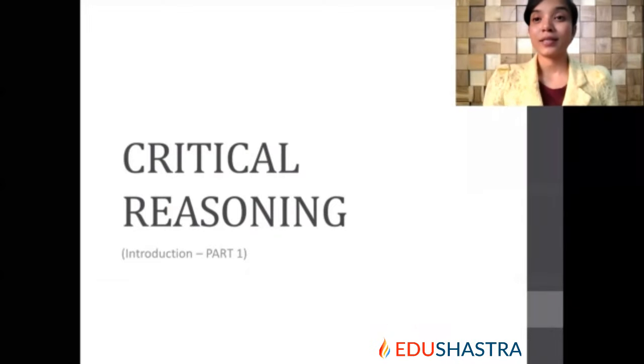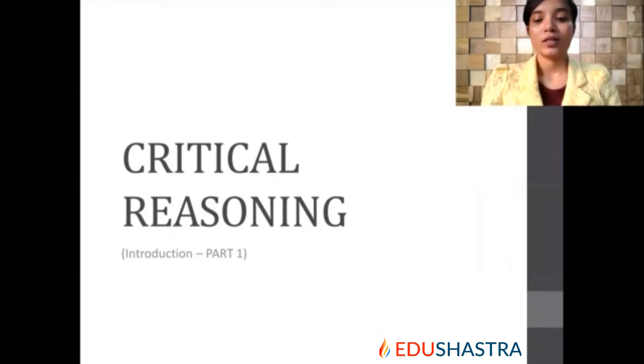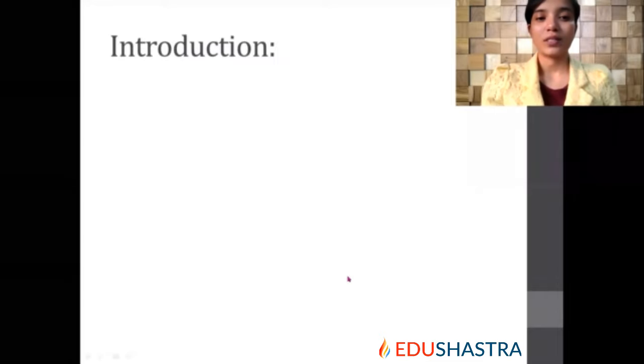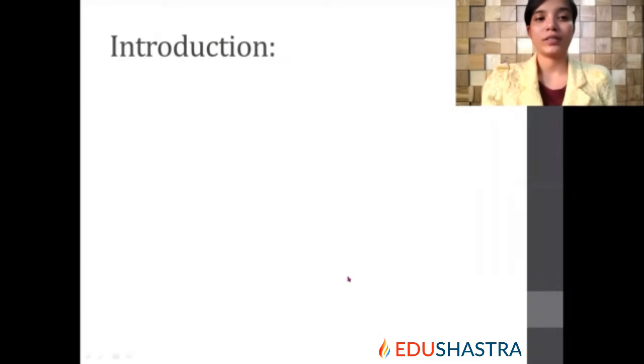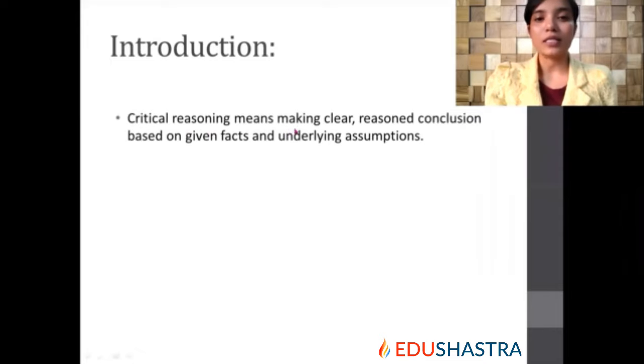So, critical reasoning introduction, part one. What is the actual meaning of critical reasoning? Critical reasoning means making clear, reasoned conclusions based on given facts and underlying assumptions. So when I say given facts, based on the given passage, I'm going to assume and come to the conclusion. So this is the outline of critical reasoning.